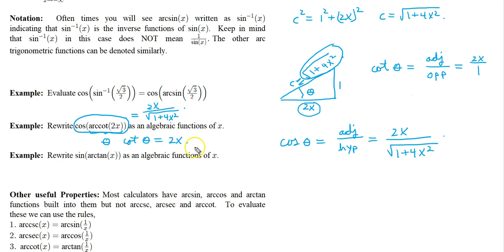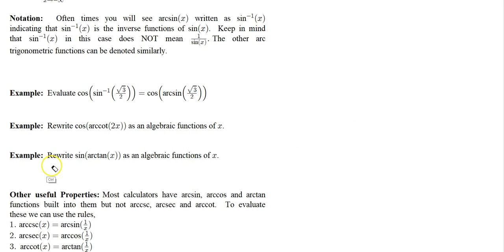Let's try one more like this just to make sure you have the hang of it. Let's rewrite the sine of the arctangent of x as an algebraic function of x. So once again, you can pause the video and try this on your own if you like. Let's label the arctangent of x as an angle theta in which the tangent of theta should equal x. And so we'll form a right triangle picture up here.